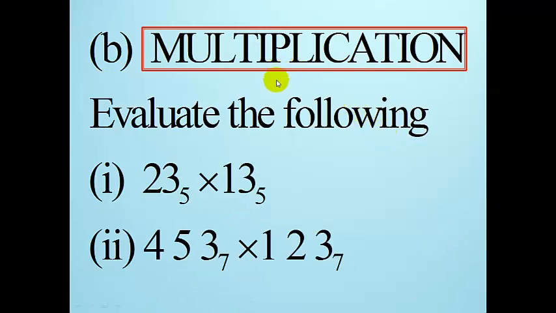Now multiplication. Evaluate the following: I, 23 base 5 times 13 base 5. II, 453 base 7 times 123 base 7. Now let's look at how we multiply number bases.